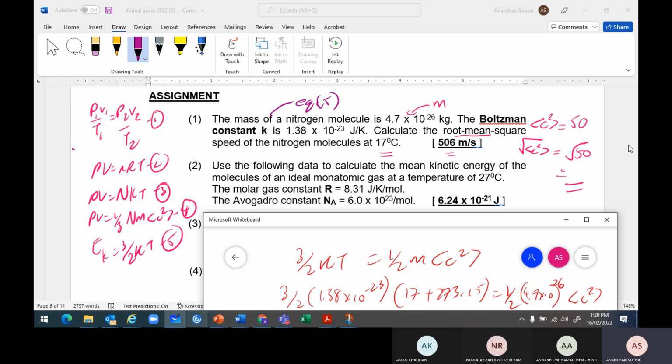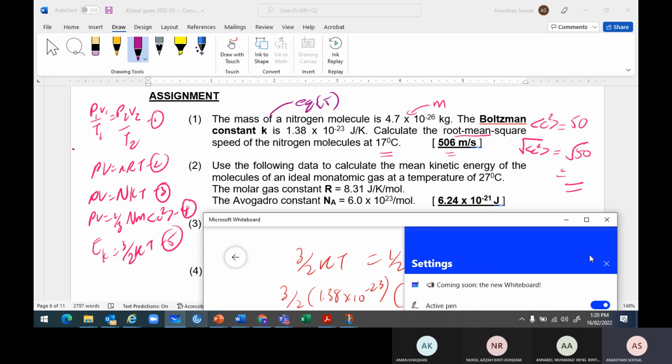For k you can use 1.38 times 10 to the power negative 23. In the exam, the k value is given. But k can also be obtained from R over N_A. Either way, just substitute k as 1.38 times 10 to the power negative 23. Temperature, change 27 degrees Celsius to Kelvin, right?